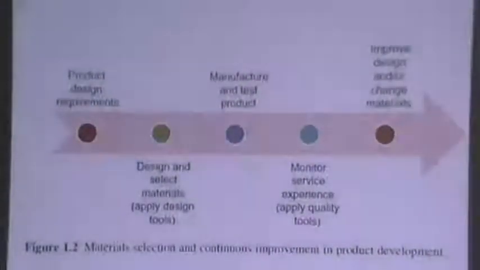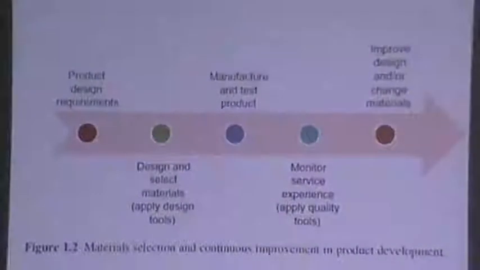Then we need to monitor service experience and apply the quality tools to investigate or compare the specifications of the product which we set first in the design process and the actual characteristics of the product. At the end step, we need to continuously improve the design and or change materials. We have many changes in materials, so we need to replace or substitute these materials.